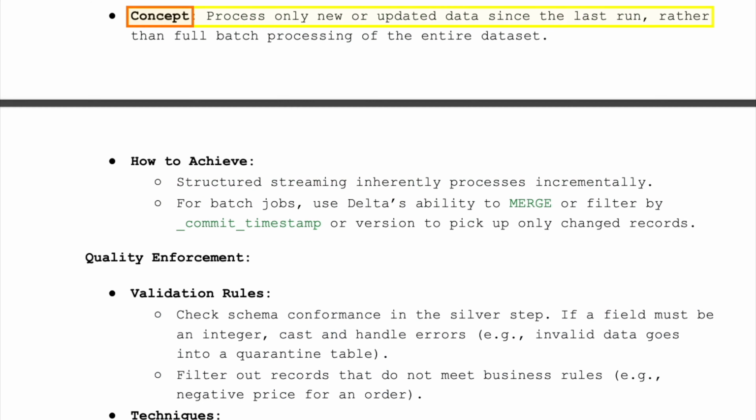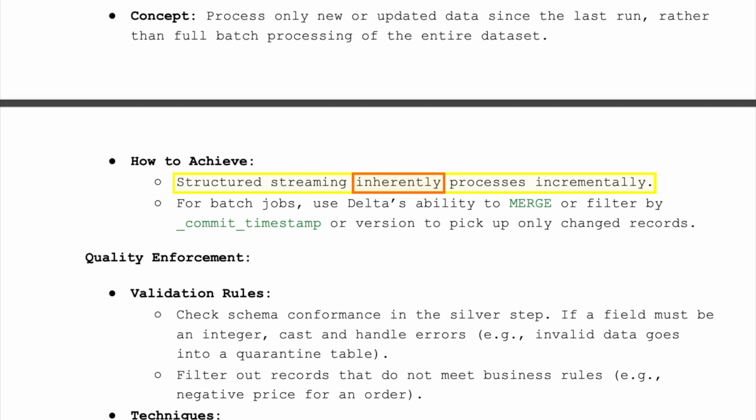Incremental processing concept. Process only new or updated data since the last run, rather than full batch processing of the entire dataset. How to achieve: structured streaming inherently processes incrementally. For batch jobs, use Delta's ability to merge or filter by _commit_timestamp or version to pick up only changed records.